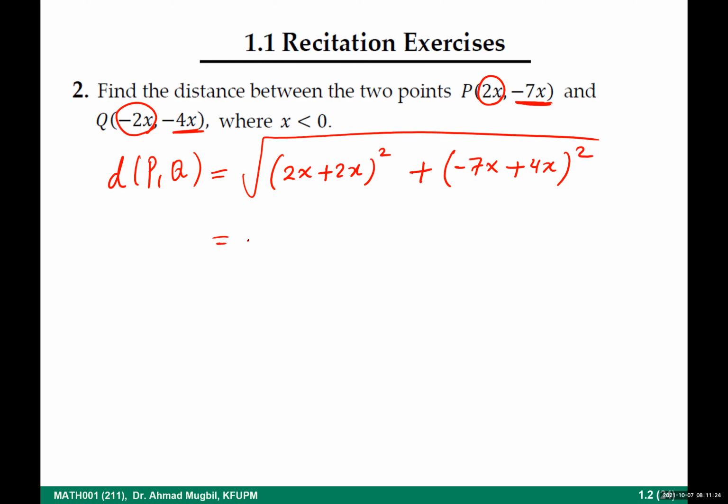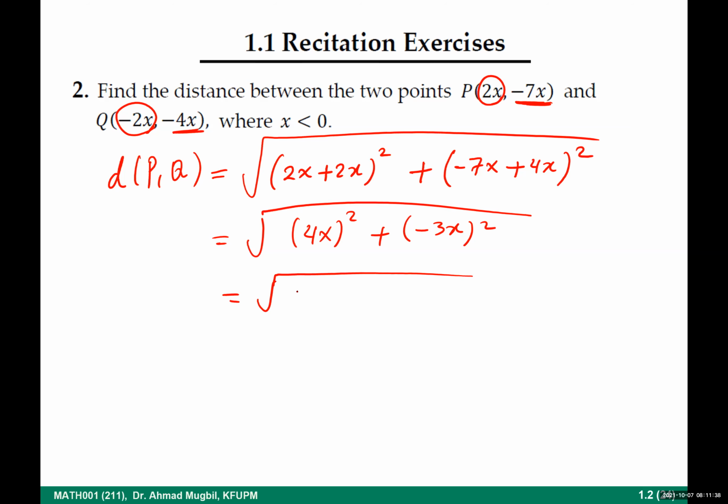Now this will be equal to the square root of what? 2x plus 2x, 4x, all squared, plus negative 7 plus 4, negative 3x, all squared. This is equal to the square root of 16x squared plus, is it plus or minus? It will be 9 or negative 9? 9x squared. Great. This is equal to the square root of 25x squared. You have 16 plus 9, 25.